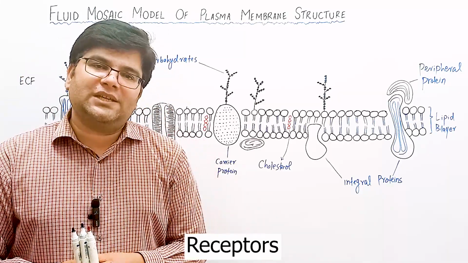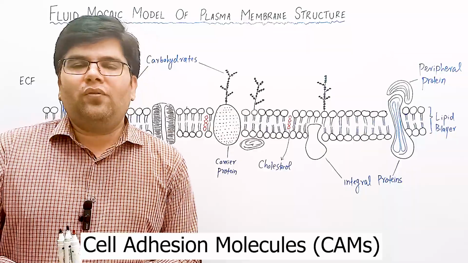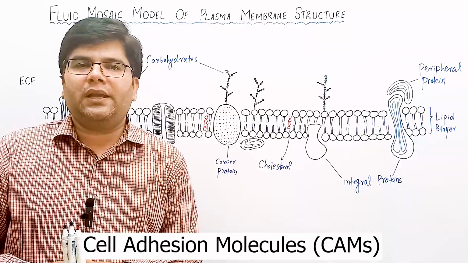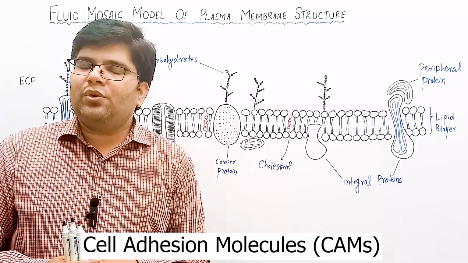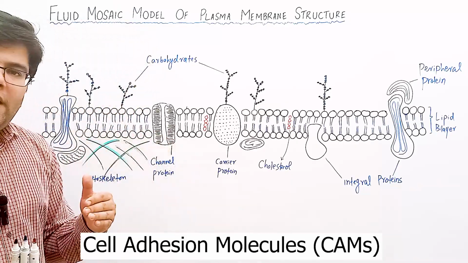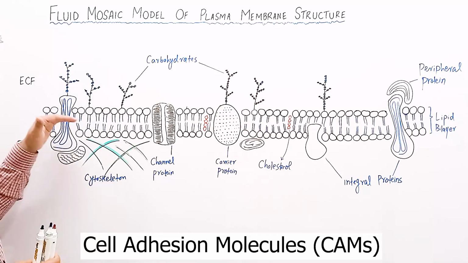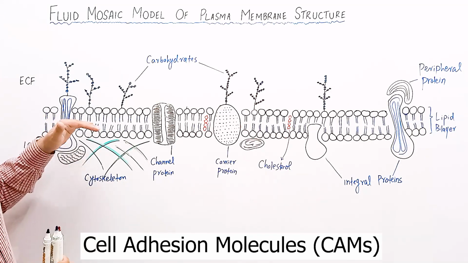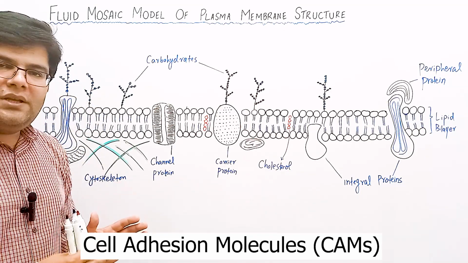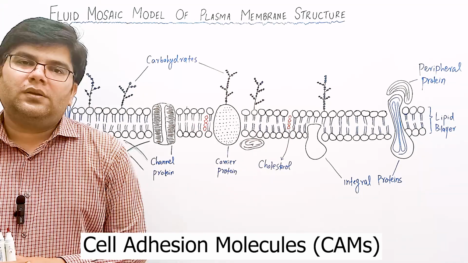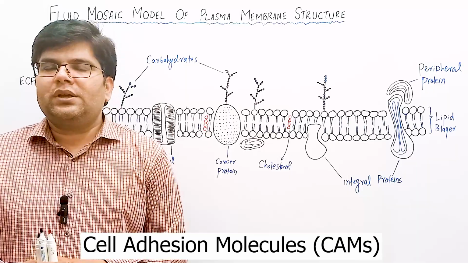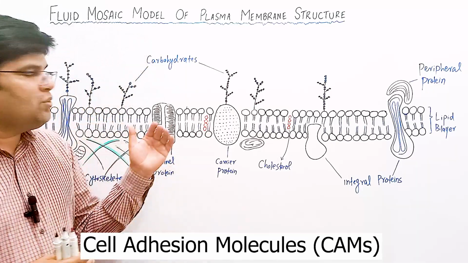Another important function of proteins in the cell membrane is adhesion, and these proteins are called cell adhesion molecules or CAMs. These proteins are important for adhesion of the membrane with the extracellular matrix or the adhesion of the membrane with the intracellular cytoskeleton. These CAMs can make loops or hooks which can protrude from the outer surface of the cell membrane.